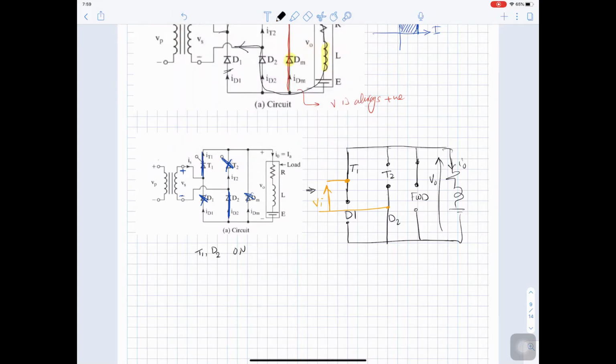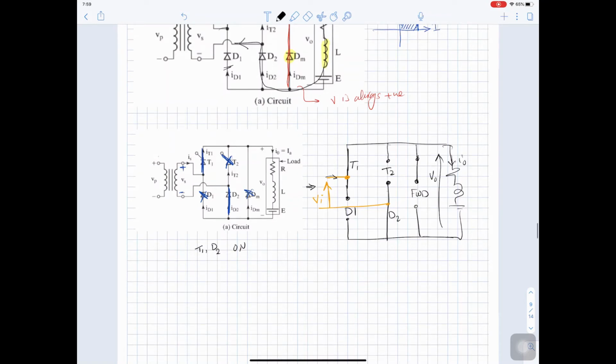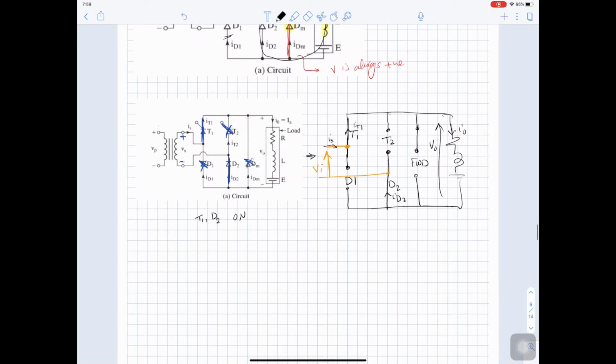Okay, so this is during the first time. So we can see that I source is going through thyristor 1 and going through the output, coming back into diode 2. So we can write down that I source equal to I thyristor 1 equal to I diode 2 equal to I out. So this is the path for the current.